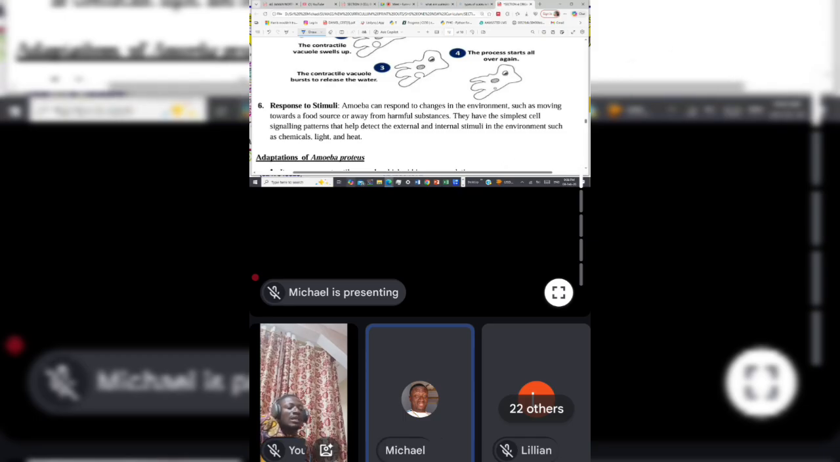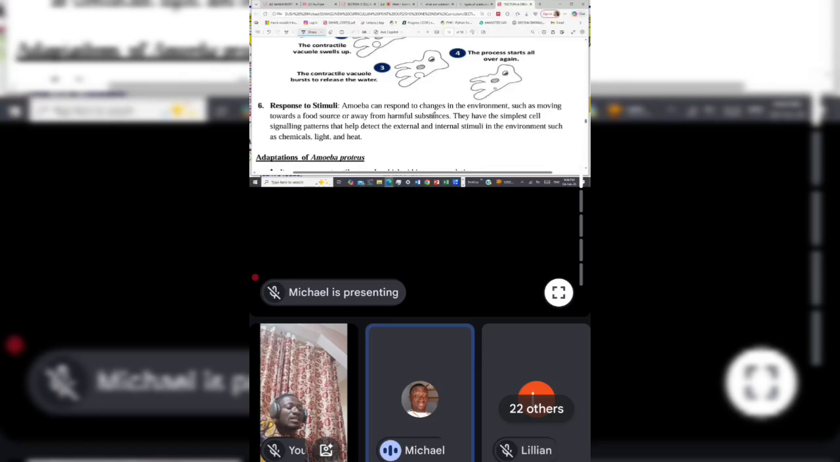Now, response to stimuli. How does the amoeba respond to changes in the environment? It responds by moving toward favorable ones and moving away from unfavorable ones. So once there is something very good like food, it moves towards that. It moves very slowly, still with the pseudopodia and cyclosis movement. So the amoeba moves towards the food source or away from harmful substances.